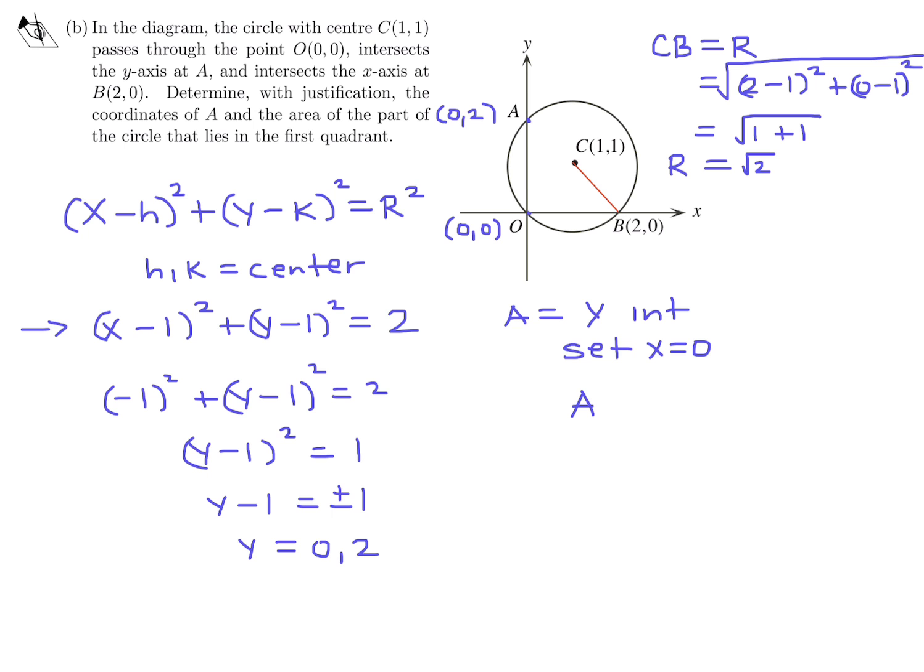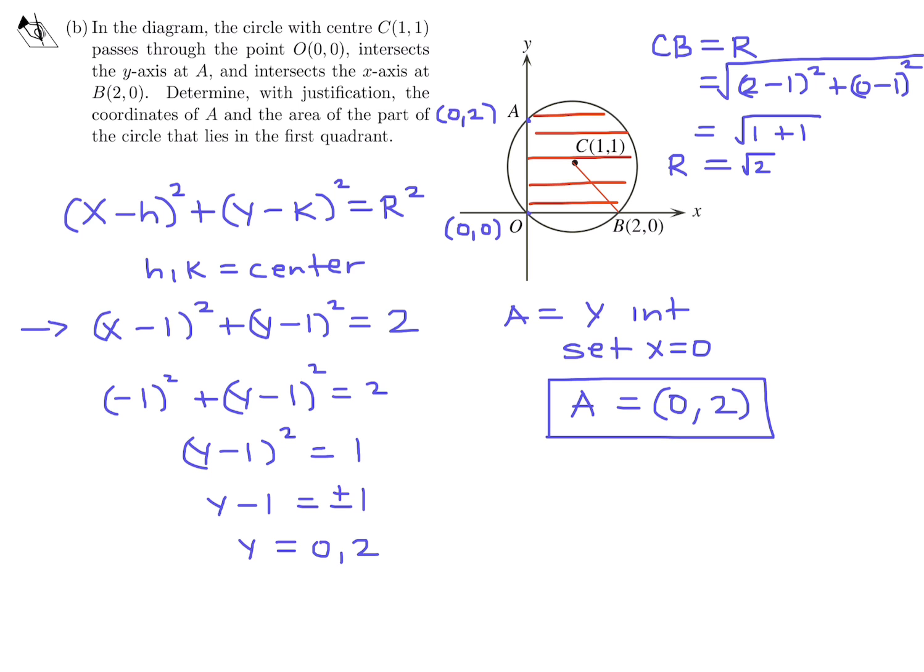I'll write it again. A is (0, 2). So that was the first part of what they actually asked: determine the coordinates of A. Now we have to determine the area of this circle, but only in the first quadrant. So only this part right here. We do not want this yellow part.